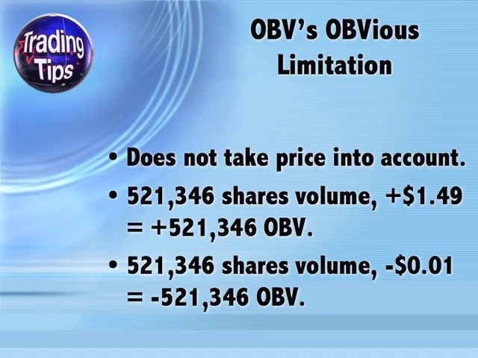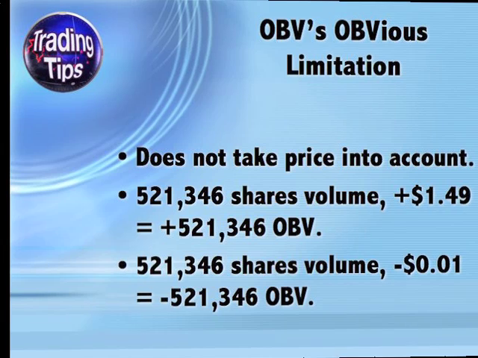If the stock was down by 1 cent the next day in equal volume, then 521,346 would be subtracted from its OBV line as if the 2 days worth of price movement were a wash. True believers in OBV would insist that, as far as trends go, this would be the case, but others prefer more complex momentum indicators that consider both price and volume. It's really up to you which you prefer.